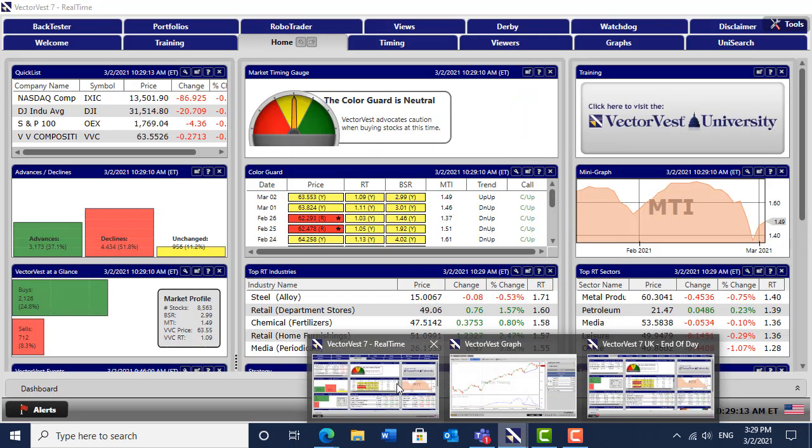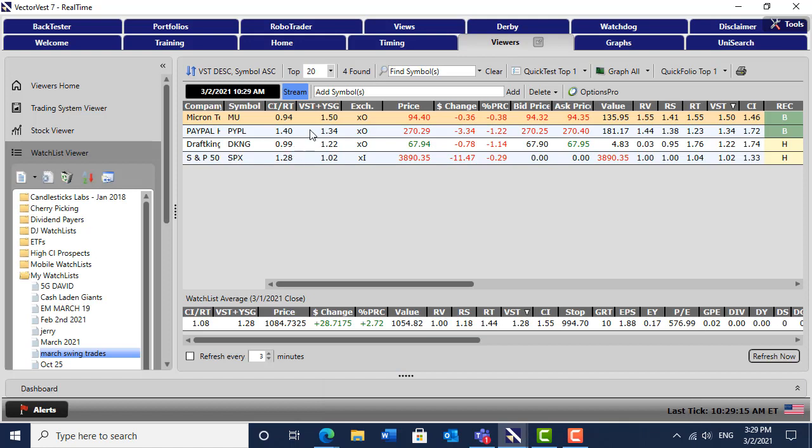So if we have a look at what I've done, I bought into Micron yesterday, I bought into PayPal, I bought into DraftKings, and the levels. Micron MU at 93, DraftKings at 65, PayPal at 268, sorry, I read that incorrectly. So Micron 93, PayPal 268, and DraftKings at 65. So there's a little bit of profit there.